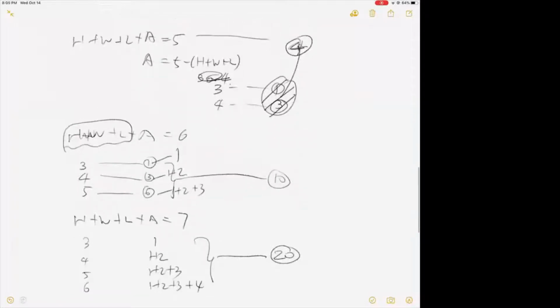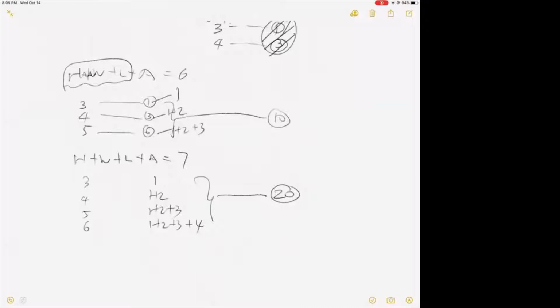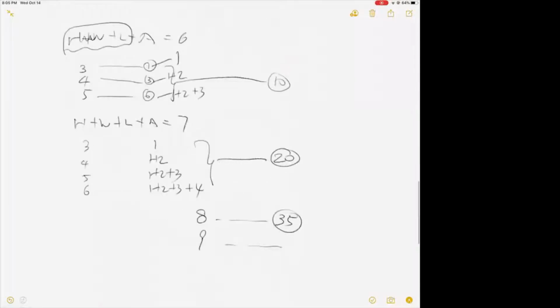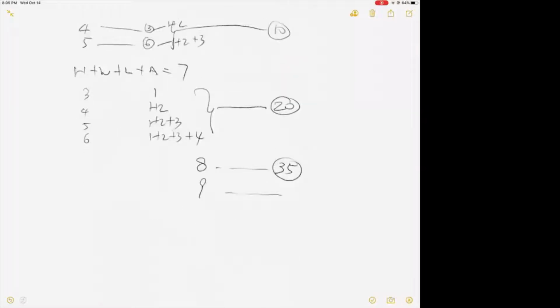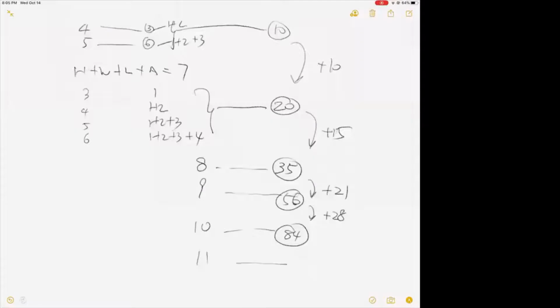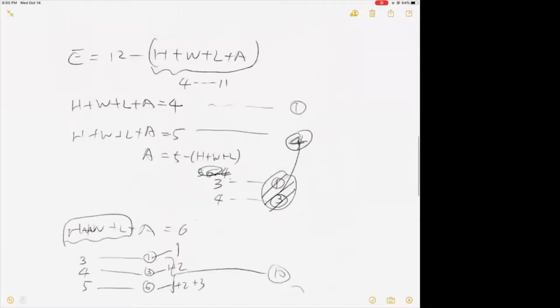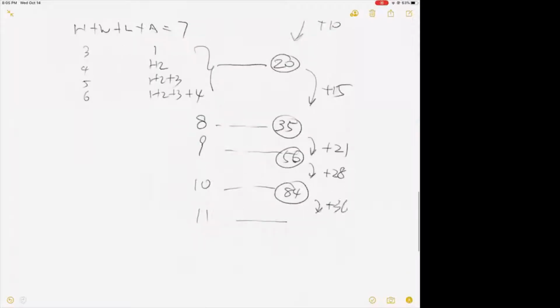For 8, you have 35. For 9, you have 56. So see here, from 20 to 35 is 15. So this is 10 plus 10, and then here you'll be adding 21. So that'll be 56. And then plus 28, so that'll be 84. Okay. 11. And did that go to 11? 120. Yeah, it goes to 11. At 36, that's 120.